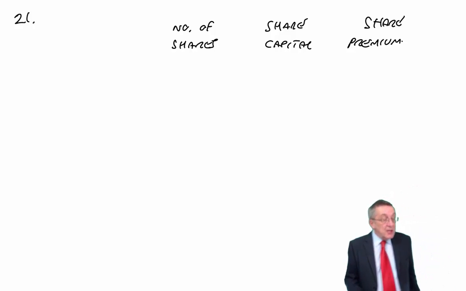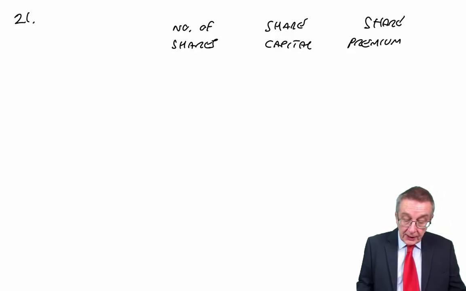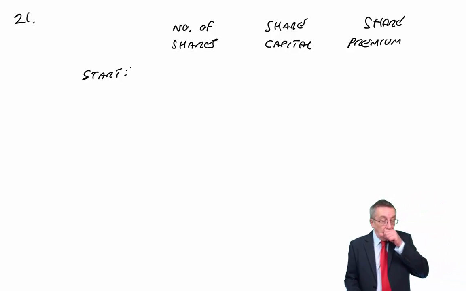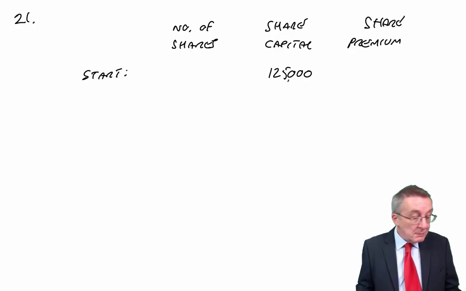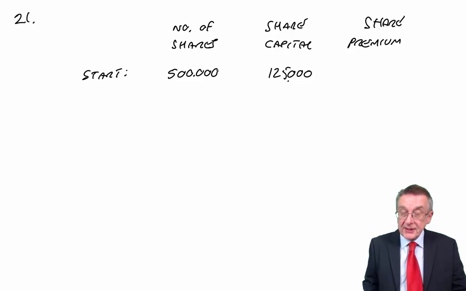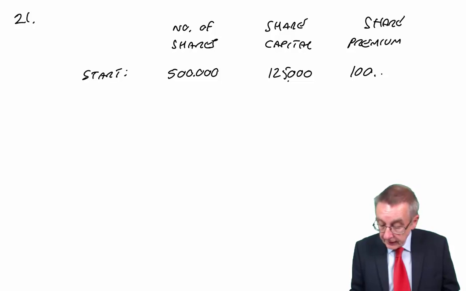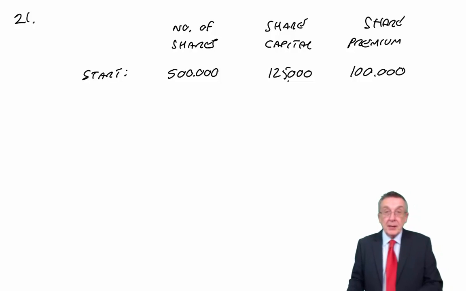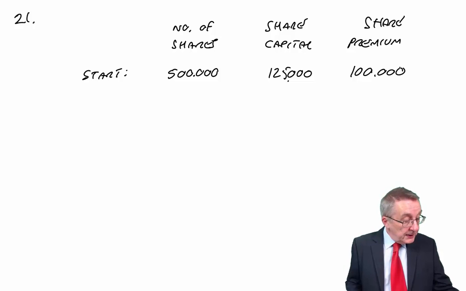And so the start of the year, the end of last year, start of this year, what's it say? Ordinary share capital in dollars was 125,000. How many shares? It was 500,000 shares of 25 cents. And there was a share premium account, a balance of 100,000. We want to know what capital and premium end up with at the end of the year, so let's work through it in date order.